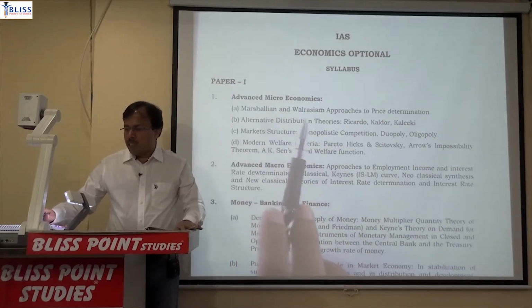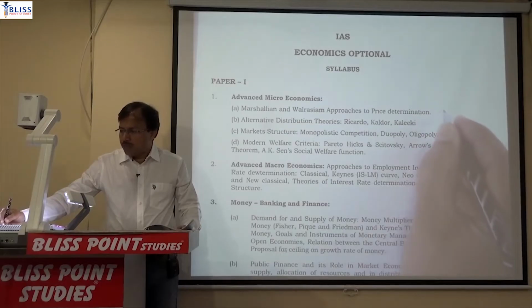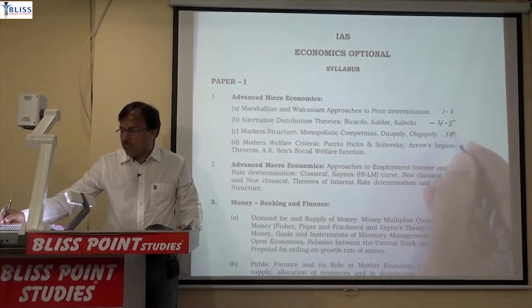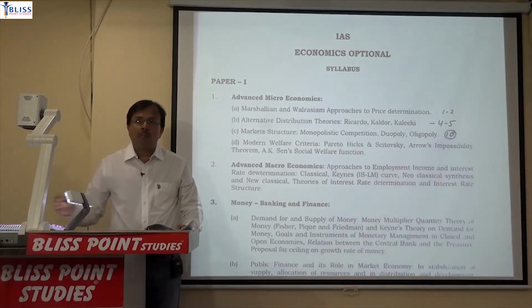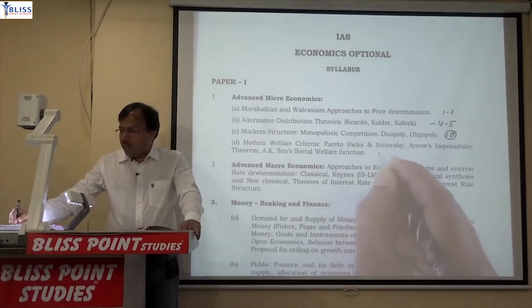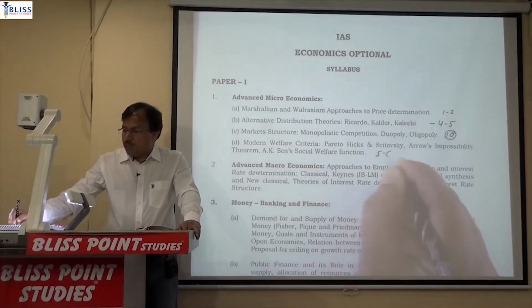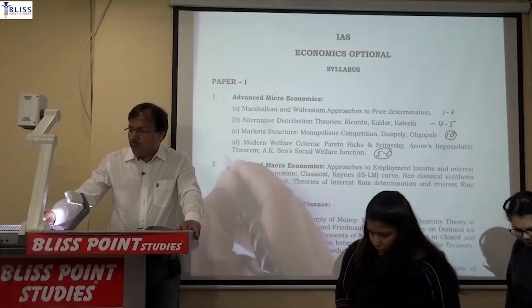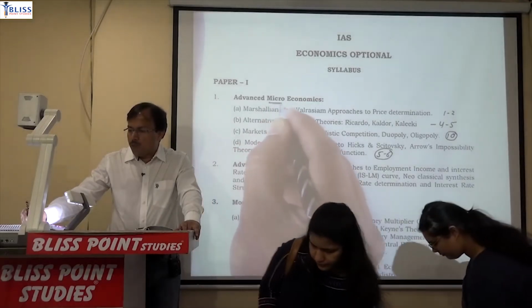Marshallian and Walrasian analysis will mainly take 1 to 2 classes maximum. Distribution theory will take around 4 to 5 classes. Market structure will take approximately 10 classes. Weightage for market structure will be more. And welfare economics will again take 5 to 6 classes. So approximately 20 odd classes will be for micro.